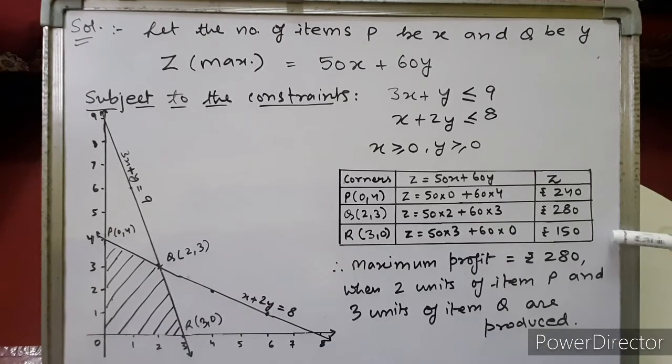So we have to find the maximum profit. We can see that the maximum profit will be at Q, when 2 units of P and 3 units of Q are manufactured or produced. So we can say that the maximum profit equals rupees 280 when 2 units of item P and 3 units of item Q are manufactured or produced. Alright, please note down.